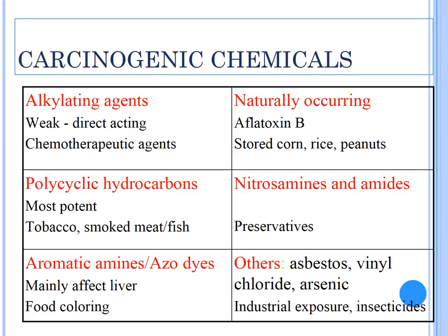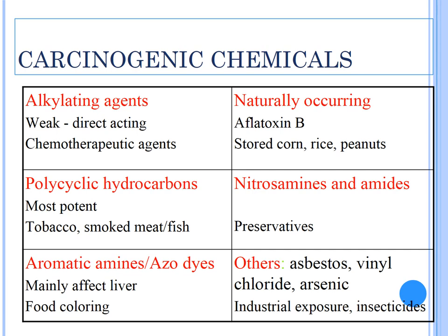So you have carcinogenic chemicals. Remember, indirect acting or directly acting. Some of them are alkylating agents, weak direct acting, and you have chemotherapeutic agents. The ones that they use for treatment can also be carcinogenic. You have polycyclic hydrocarbons, and this is where tobacco smoke and smoke waste will enter. You have also in the diet aromatic amines and azo dyes. That is why the FDA is very particular about the food colors that are being used in the food industry.